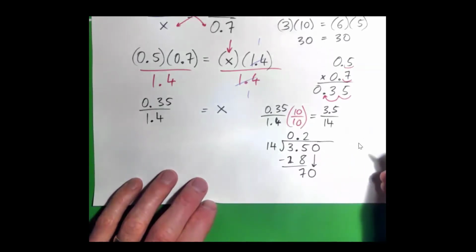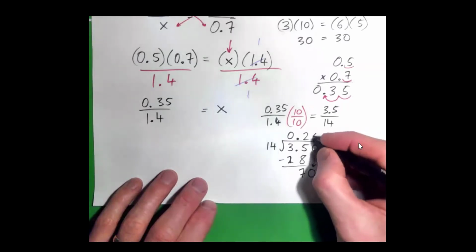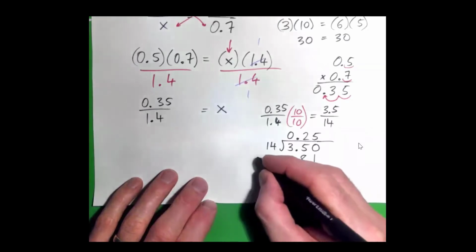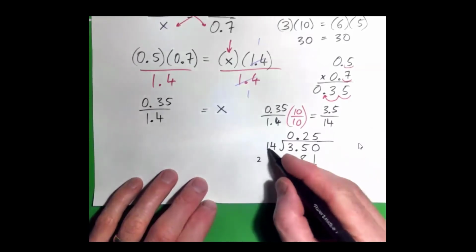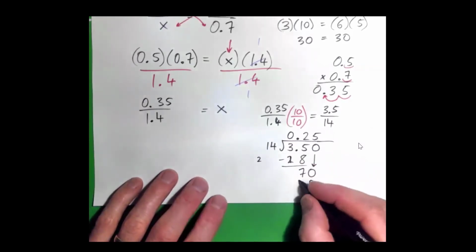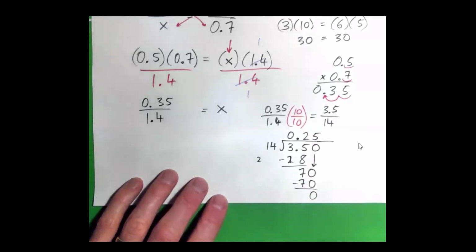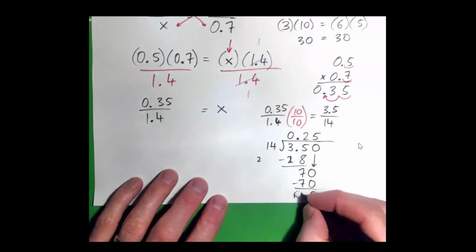I'm gonna say 5. Yes. Good guess. 5 times 4 is 20, carry 2. 5 times 1 is 5, plus 2 is 7. Subtract, and we get 0, right? Mm-hmm. So that's remainder 0.